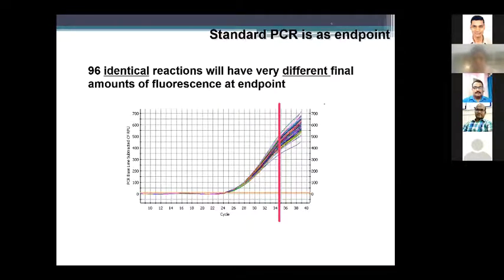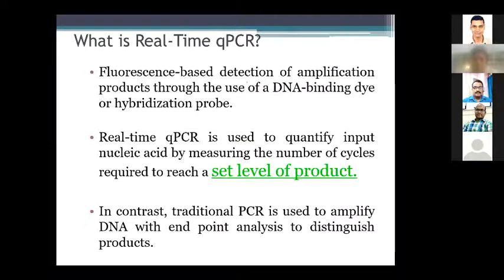So in a standard PCR, if we go for a 96 well plate, all the differing amounts finally reach the same endpoint result, the same fluorescence. So what is real-time PCR? Real-time PCR was designed by Dr. Russell Higuchi, who described fluorescence based detection of the amplification product through the use of DNA binding dye or hybridization probe.